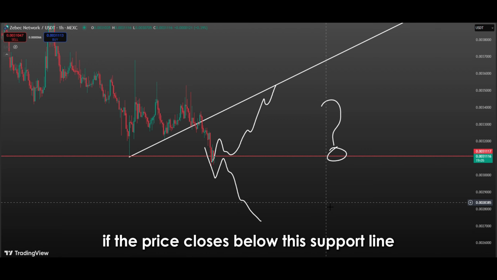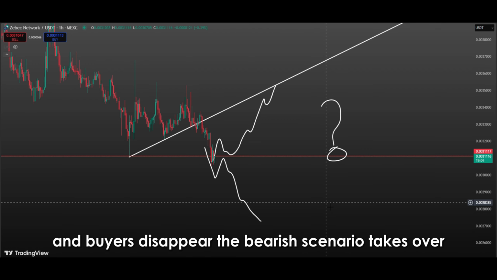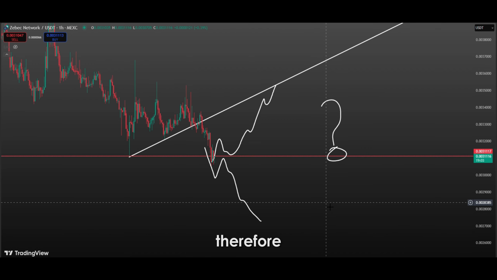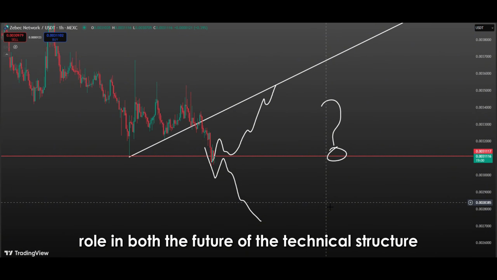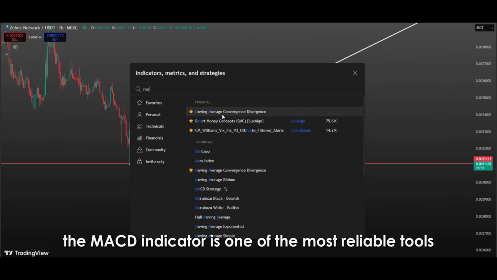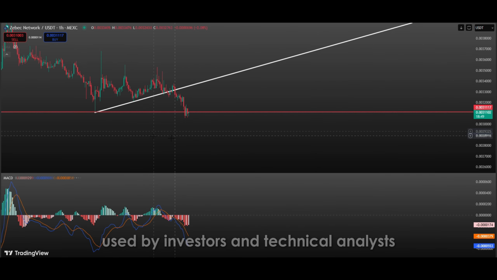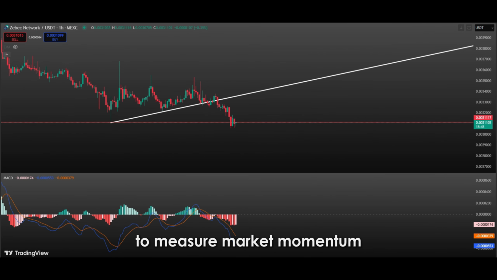However, if the price closes below this support line and buyers disappear, the bearish scenario takes over. Therefore, the short-term price action ahead will play a decisive role in both the future of the technical structure and the strategies of investors. The MACD indicator is one of the most reliable tools used by investors and technical analysts to measure market momentum, direction, and trend strength.